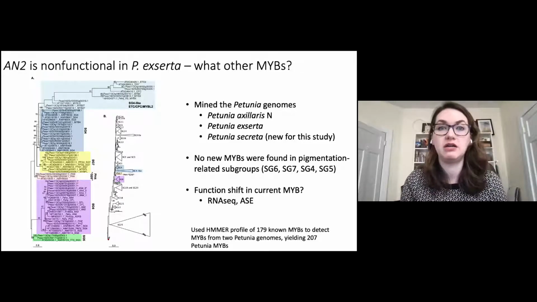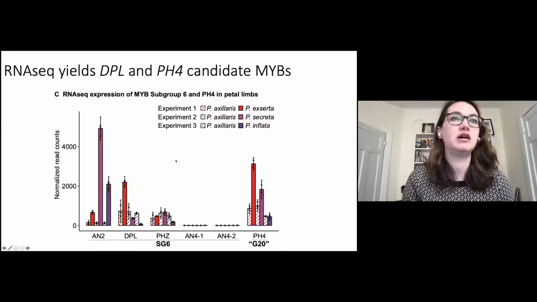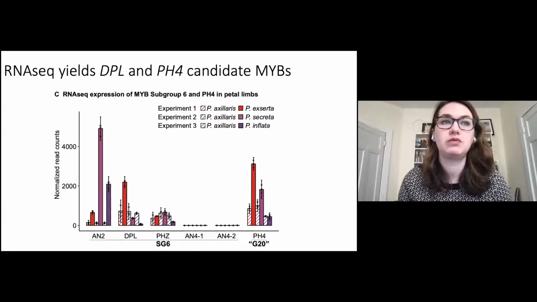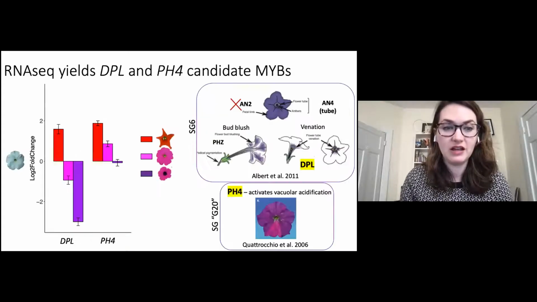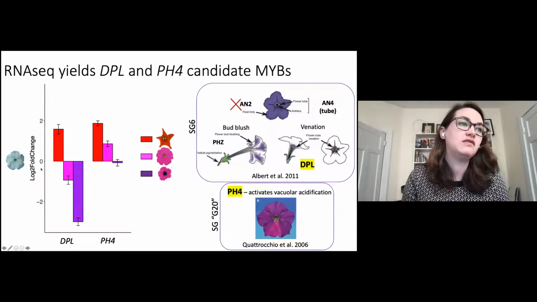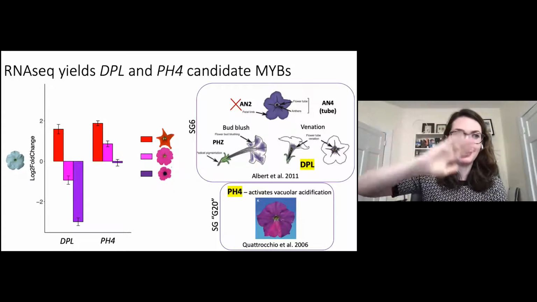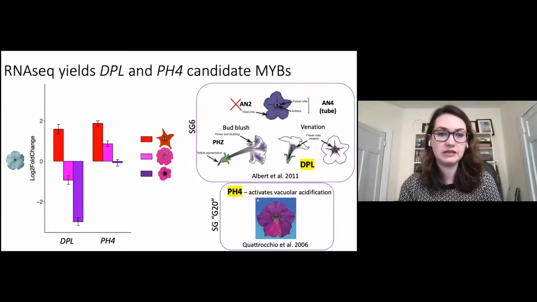So with that, we conducted an RNA-seq and allele-specific expression experiment with all three species. And this is a depiction of focusing in on subgroup 6 MYBs, which are the anthocyanin activators. This is just to show you we had 3 separate experiments with each of the colorful species compared to the white axillaris. But I'm going to shift the view to this, where I've converted those raw gene counts to log2 fold change. So what you see here on the left is a value of 0 is the white axillaris, and then you can see higher expression being above 0 and lower expression being below 0. 2 candidates popped out immediately: these 2 genes, deep purple and PH4, are highly expressed in Petunia exserta, especially compared to the other 2 colorful species.